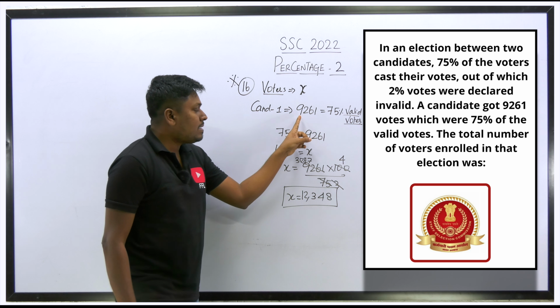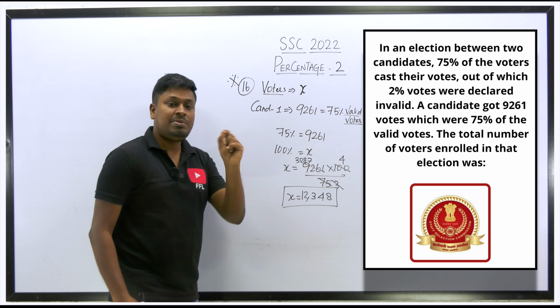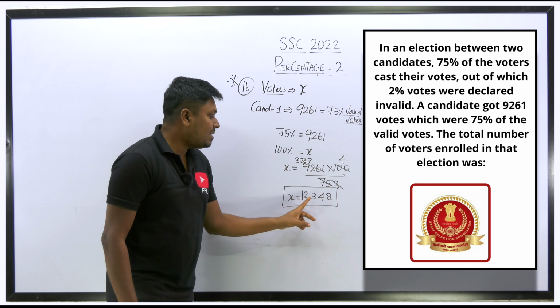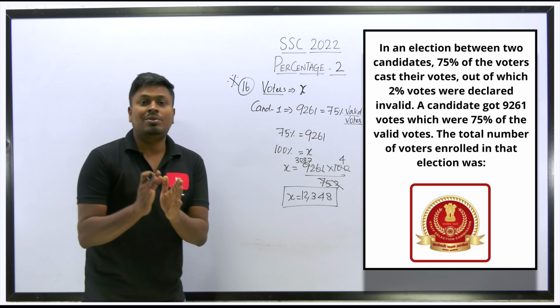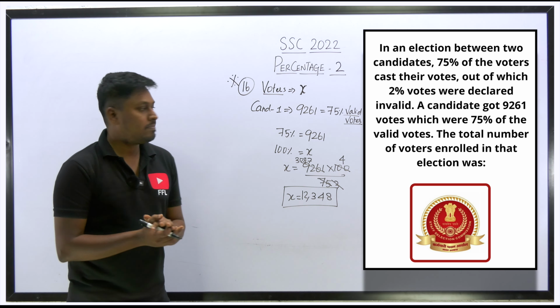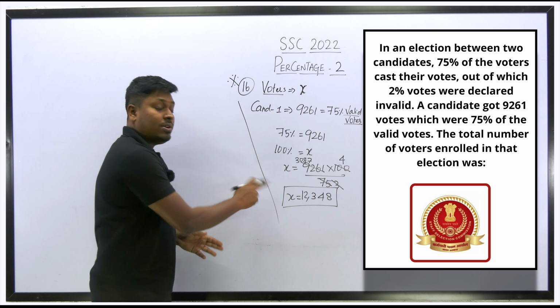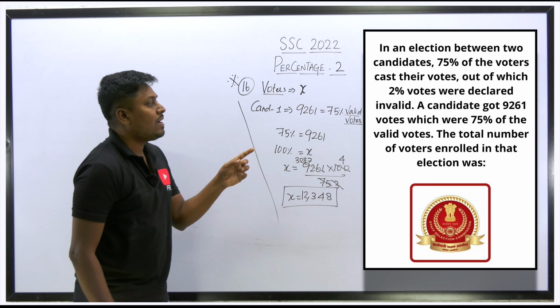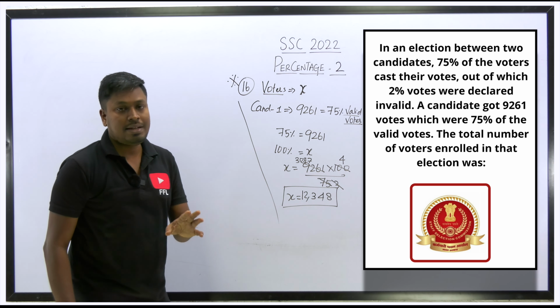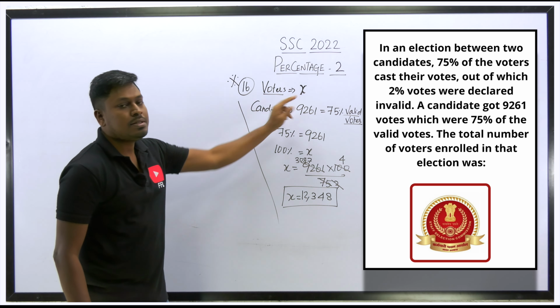Understood or not? One candidate got 9261. So by using the data, we have found 12,348 will be the total number of valid votes. So we got this, but our target is not to find this. Our target is to find the total number of voters enrolled in the election. That is, total number of voters is how much?